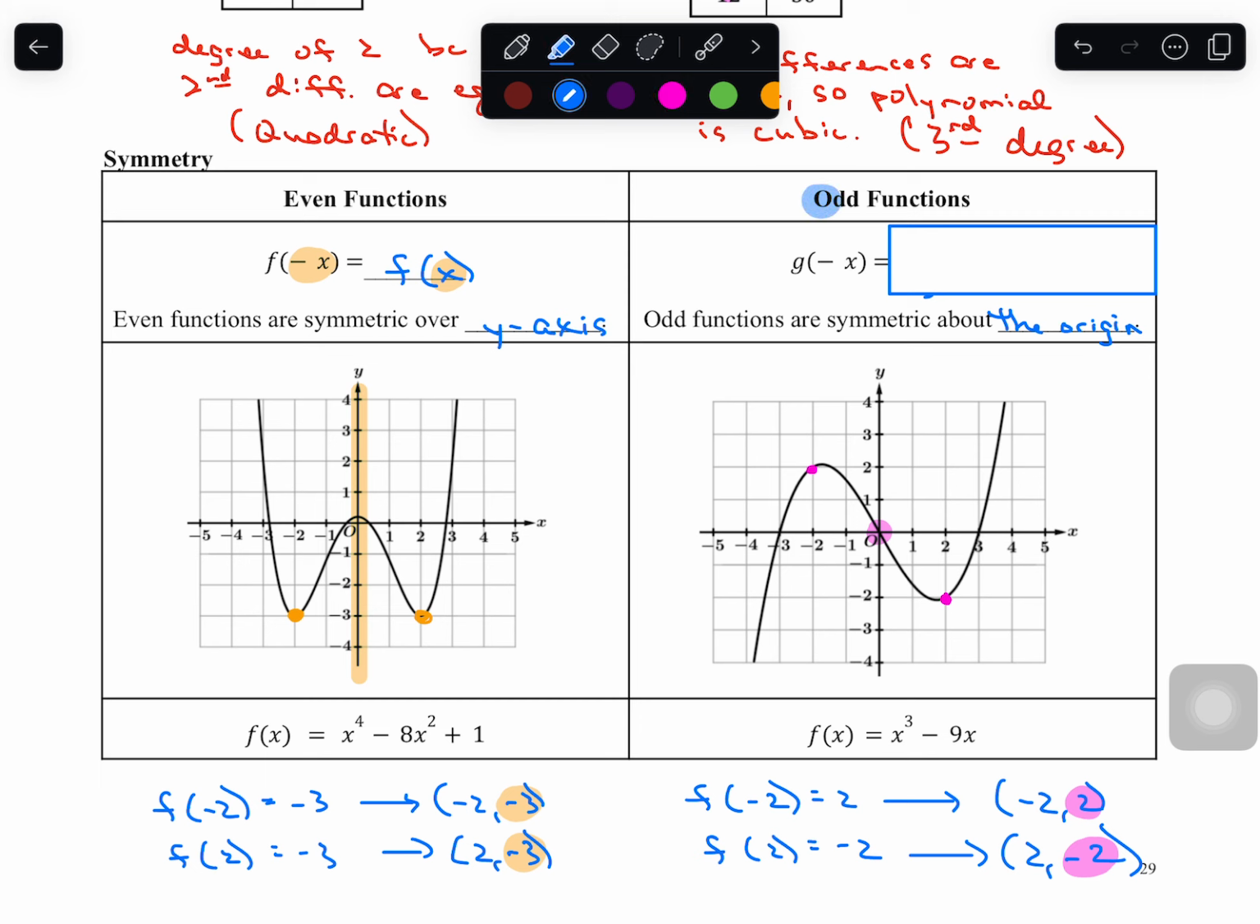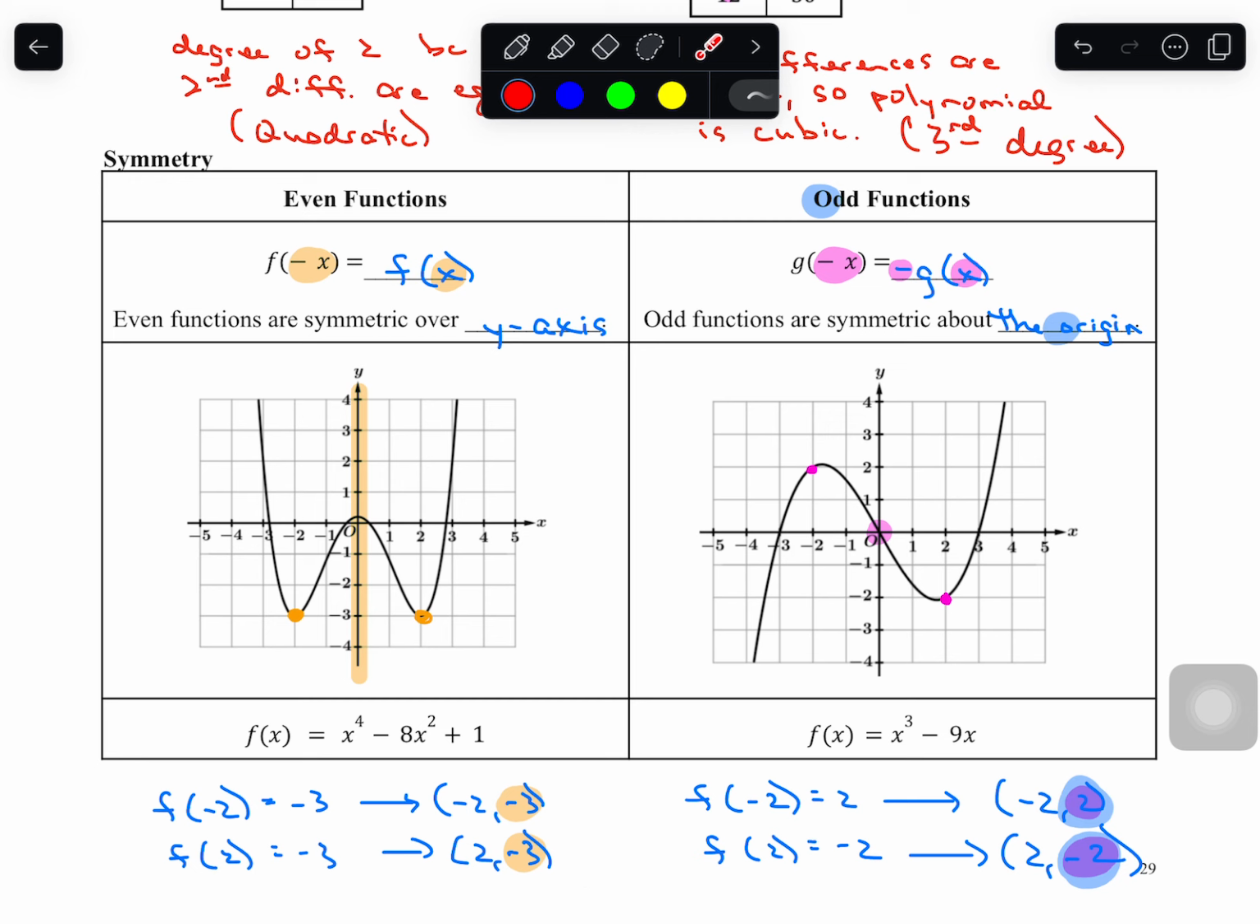So we have that little extra component there, okay? So we have even functions. Inputs are always opposites, for even or odd, but for even, the outputs are the same. We get -3 and -3. For odd, inputs are opposites always, and the outputs are opposites. That's what we're looking for. If neither of those things are happening, then it's a neither function. These are just two specific types, okay?